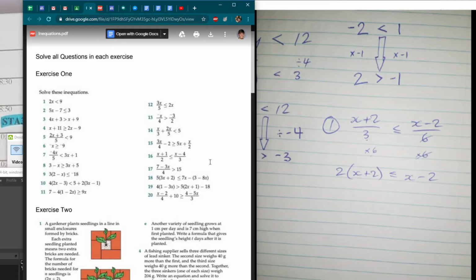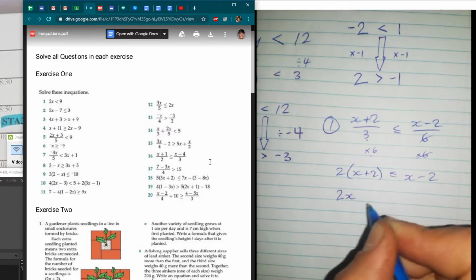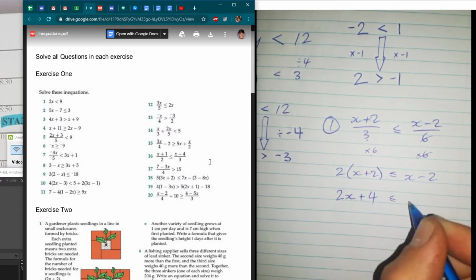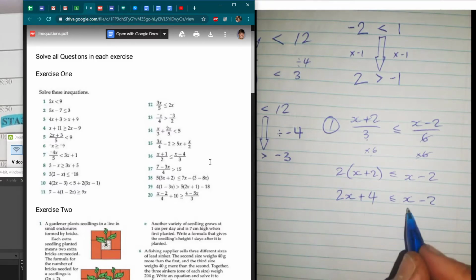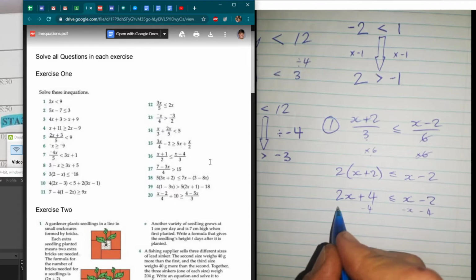Let's expand the brackets. So we're going to get 2x plus 4 is less than or equal to x minus 2. I've got a bigger positive x over here, so I'm going to move that x to this side by minusing x. Over here I want to get rid of that plus 4, so I'm going to minus 4. So let's just make sure those sides both balance. Perfect.